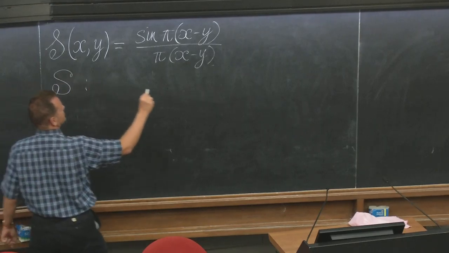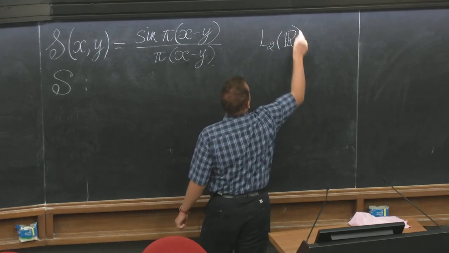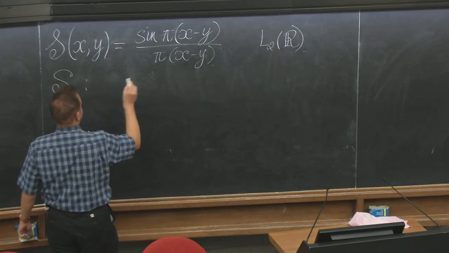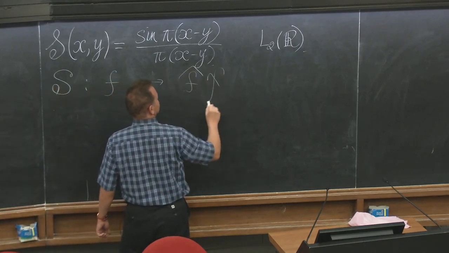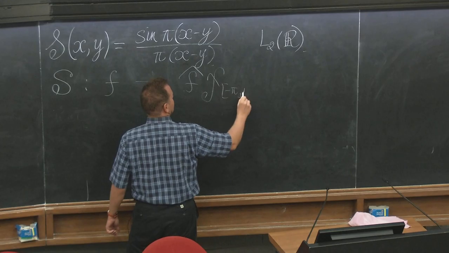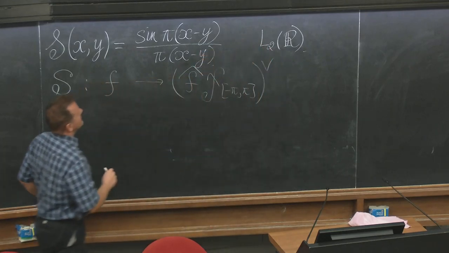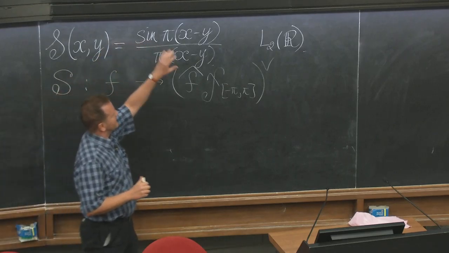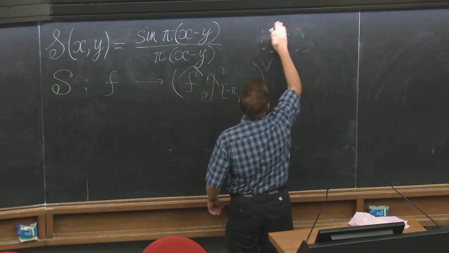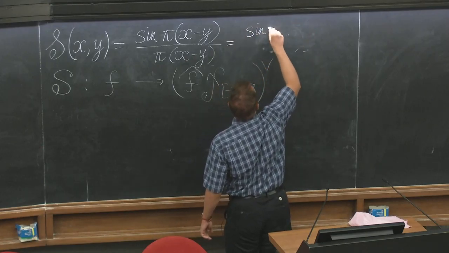It acts in L2 of R, and it sends a function as follows: one takes the Fourier transform, restricts the Fourier transform to minus pi pi, and takes the inverse Fourier transform. And also let me point out that the sine kernel, by its very definition, by expanding the sine, has so-called integrable form.